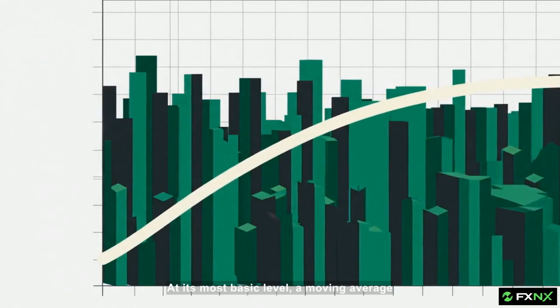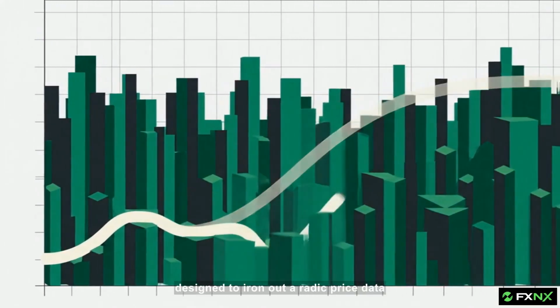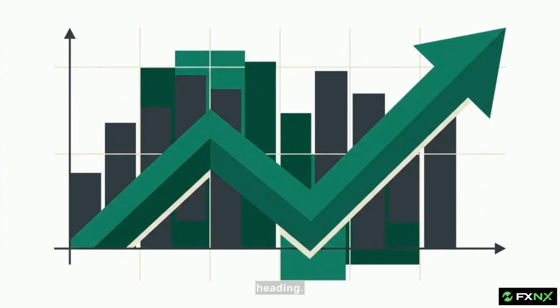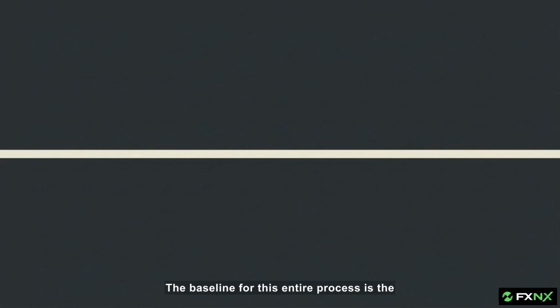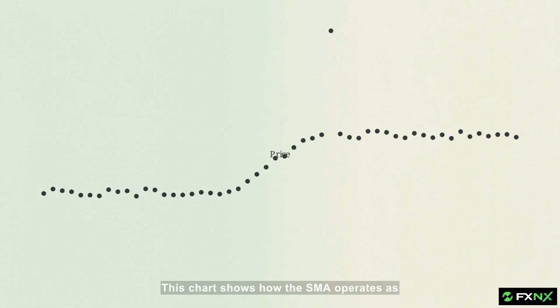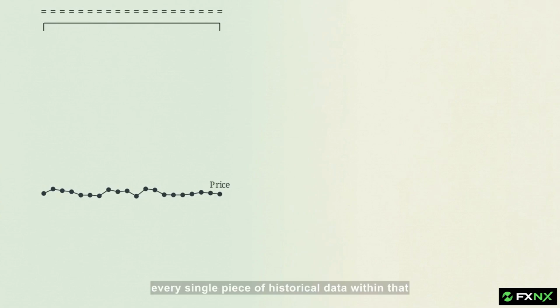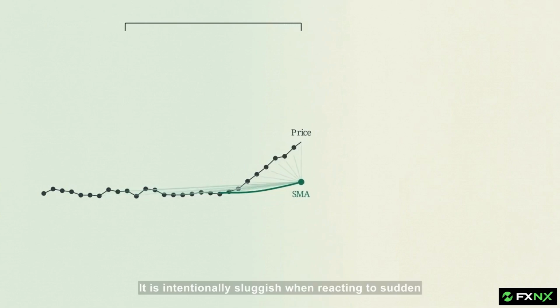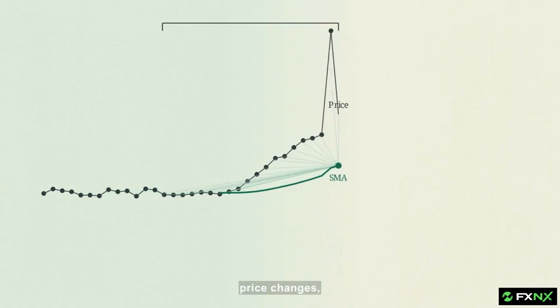At its most basic level, a moving average is just a tool designed to iron out erratic price data to expose the true direction a market is heading. The baseline for this entire process is the simple moving average, or SMA. This chart shows how the SMA operates as a democratic scale. If you set it to 20 periods, every single piece of historical data within that window receives the exact same weight. Because yesterday's price matters just as much as a price from 3 weeks ago, the resulting line has high lag. It is intentionally sluggish when reacting to sudden price changes.